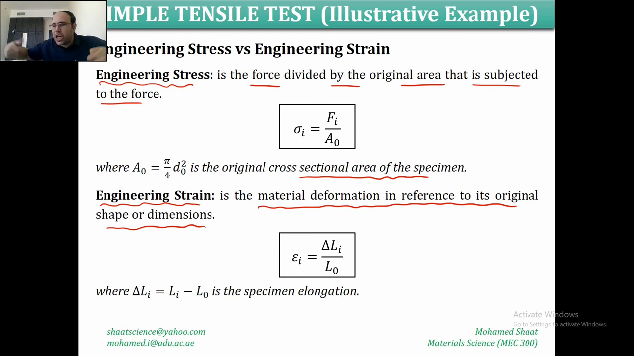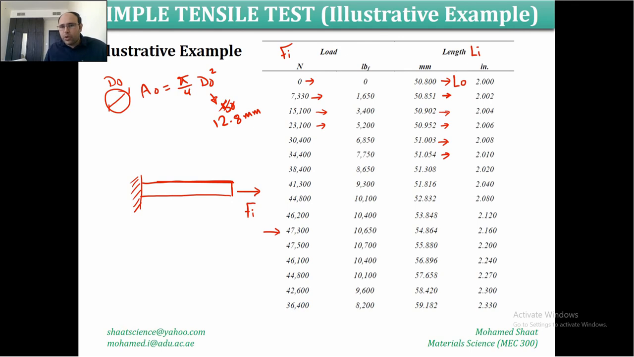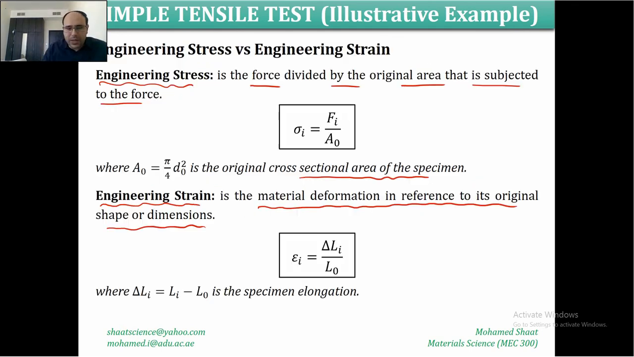This deformation, a change in the shape or the length of the material sample, is measured as the elongation delta L. We said that delta L is the difference between the new length and the original length of the material sample, as already written here. Delta L equals Li, the instantaneous new length, minus the original length of the material. This is going to give us the instantaneous elongation of the material that corresponds to this force Fi. If we divide this elongation over the original length of the material, this is going to give us the engineering strain at this instant of time.